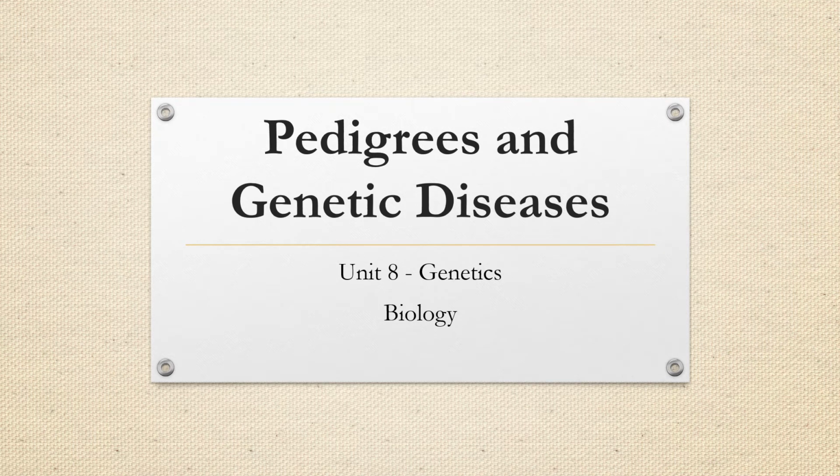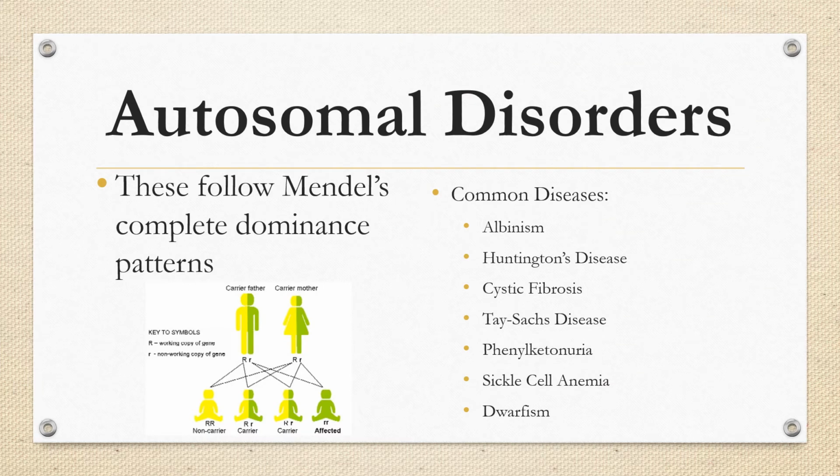And finally, the moment you've probably all been waiting for. We're going to be talking about genetic diseases and pedigree charts today, one of my favorite parts of this unit. So we have a few key terms to learn. Like always, it wouldn't be biology without key terms.